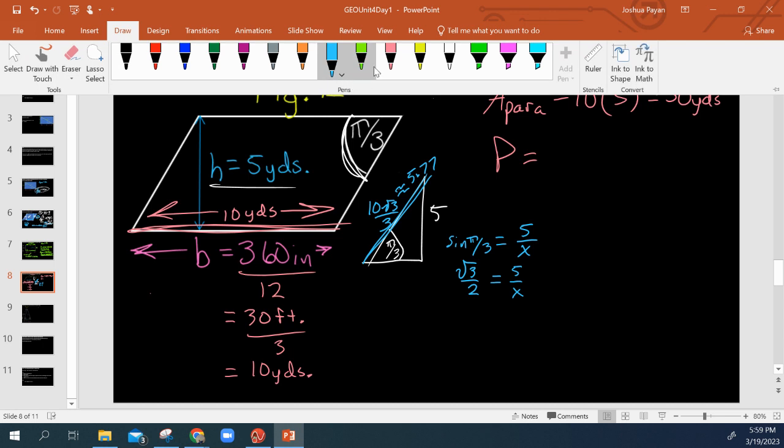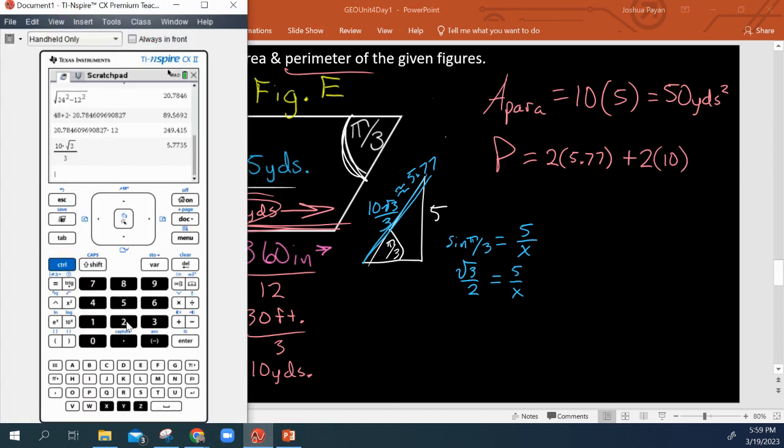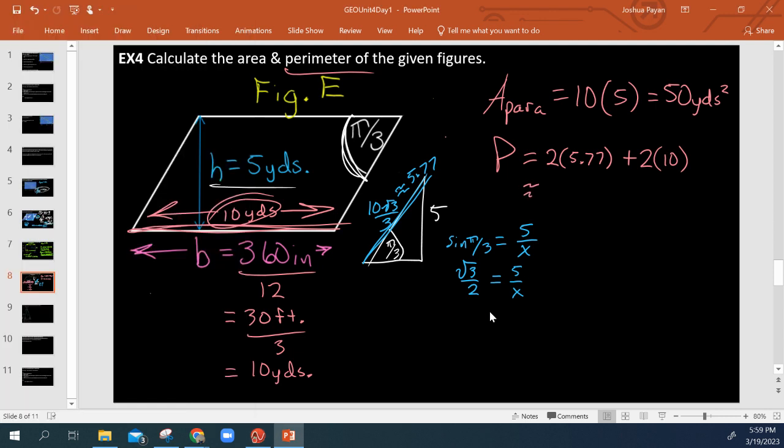5.77. So all I need to do to get my perimeter is there's going to be 2 of the 5.77s plus 2 of the 10 yards, right? And we can chuck that in the calculator right now. 2 times 10 is 20. So 20 plus 2 times, copy and paste that guy, and there we have it. Our perimeter would be about 31.55 yards. And there you go. We now have the area and the perimeter.